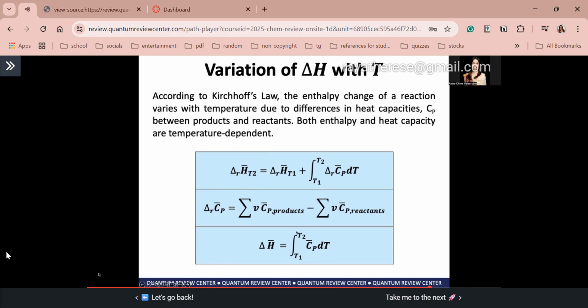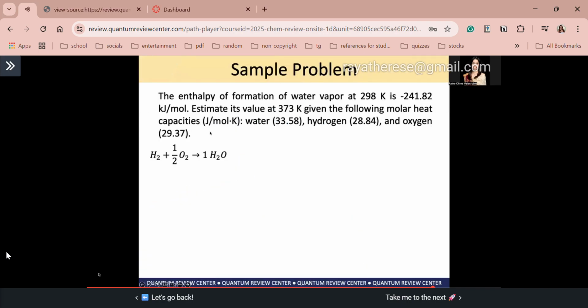Okay? And in relation to this, you can also simply get the enthalpy, which is equal to the integral of Cp dT with the interval from T1 to T2 temperatures. Okay? So to easily understand that, kindly refer to the sample problem. Ayan. The enthalpy of formation of water vapor at 298 Kelvin is negative 241.82 kilojoules per mole. Estimate its value at 373 Kelvin given the following molar heat capacities in J per mole K: water, hydrogen, and oxygen. So guys, given tayo ng initial temperature 298 K, right? That is T1. And we are given its enthalpy of formation, which is negative 241.82 kilojoules per mole.